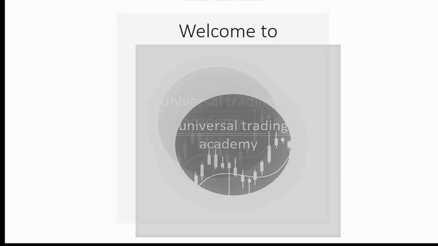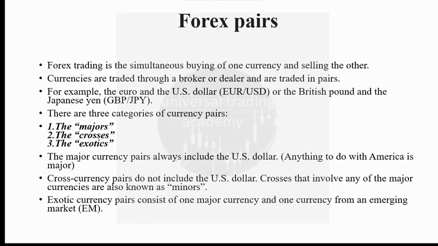We are going to continue with our lessons on forex trading, and in this lesson we are going to focus on forex pairs. Remember, in the previous lessons we spoke about how forex trading is the simultaneous buying of one currency and selling the other. So for you to do that properly, you need these currencies to be paired together. You need two currencies to be paired together in order to simultaneously buy one and sell the other.